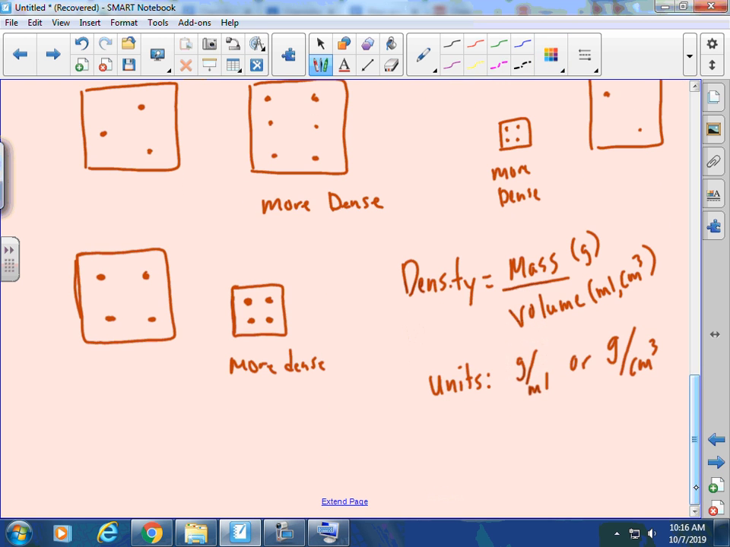And I will tell you that for this lab, water, under standard conditions, has a density of 1 gram per milliliter or 1 gram per cubic centimeter.